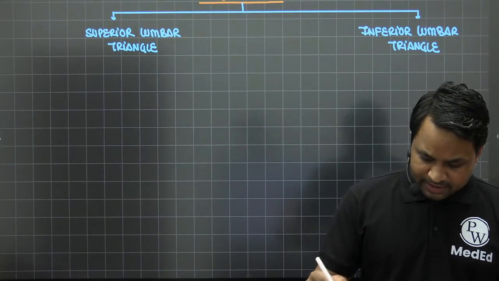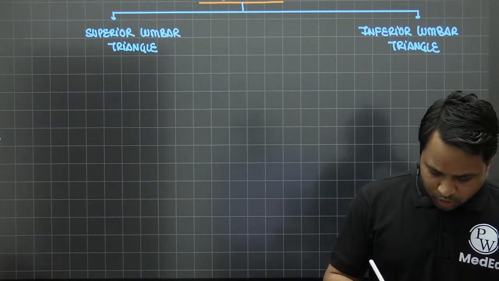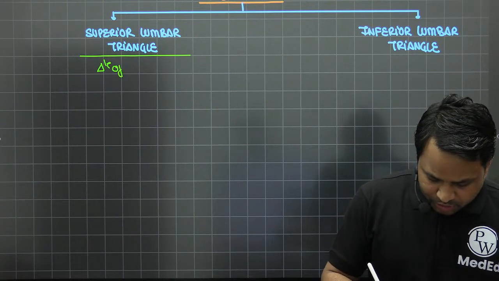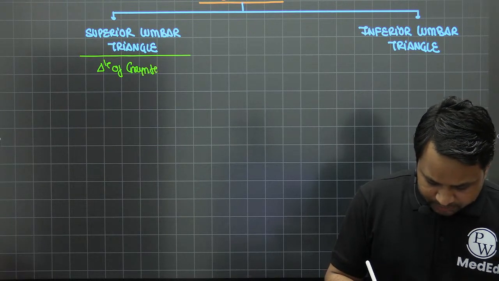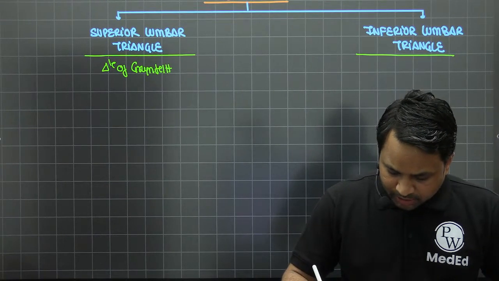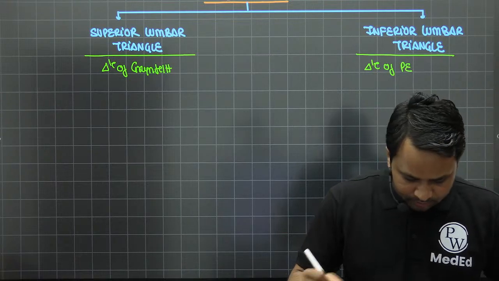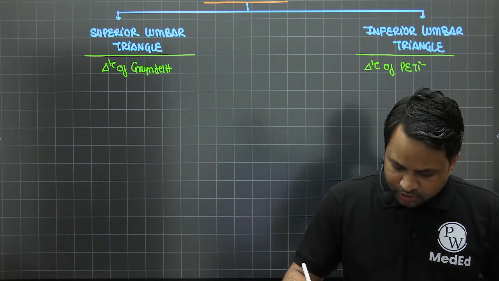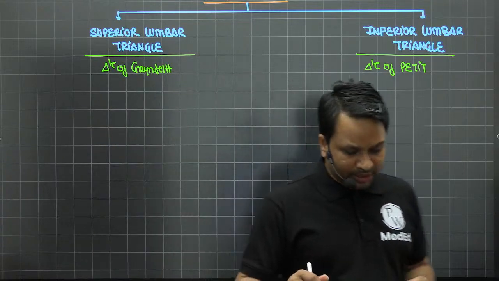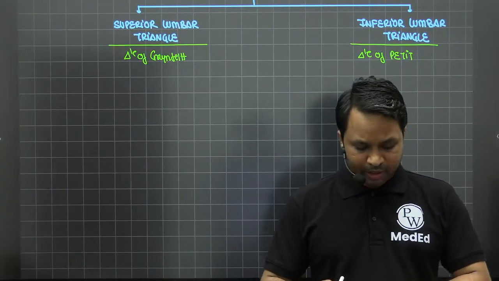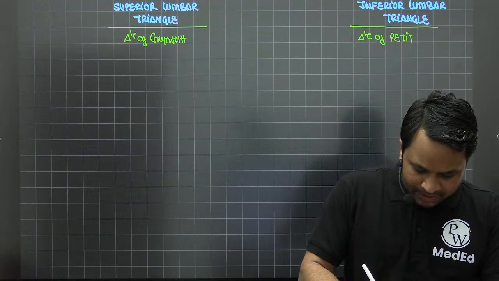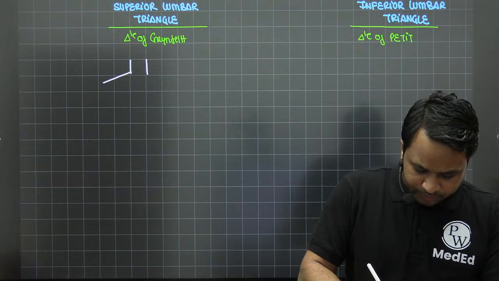Now, for the sake of understanding, your superior lumbar triangle is also called the triangle of Grynfeltt, and the inferior lumbar triangle is also called the triangle of Petit. So there are two triangles: one is the triangle of Grynfeltt, another one is the triangle of Petit. Now let's understand where you find the superior or the inferior lumbar triangles. Let's imagine that this is the back of the patient that I'm depicting to you.